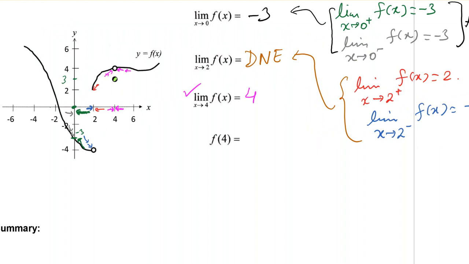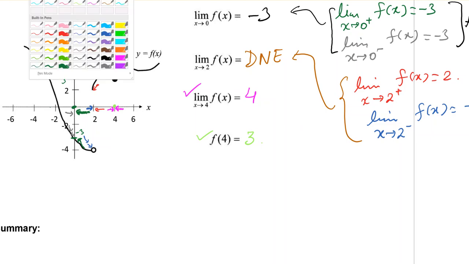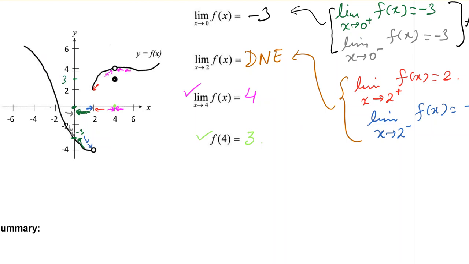Next, we discuss what happens to the value of the function at 4. We can clearly see that when x is 4, the function's y value is 3. So the function value is 3 according to the graph. These solid black dots show us the value of the function corresponding to x equals 3 and x equals 4.